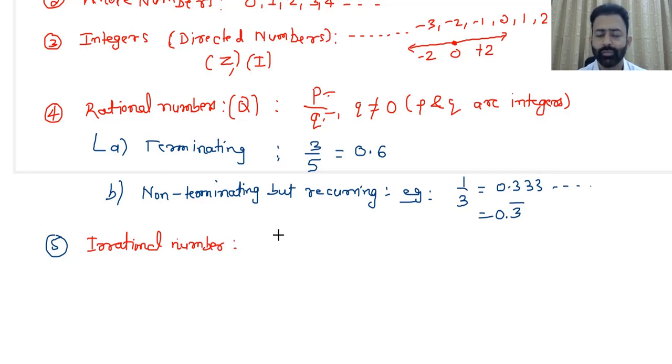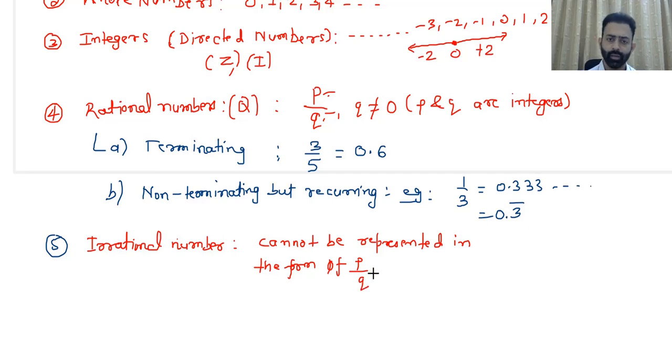Okay, so irrational numbers are numbers which cannot be represented in the form of p by q. Numbers which cannot be represented in the form of p by q are called irrational numbers, right? So what are those numbers which cannot be represented? An example is square root of 2.